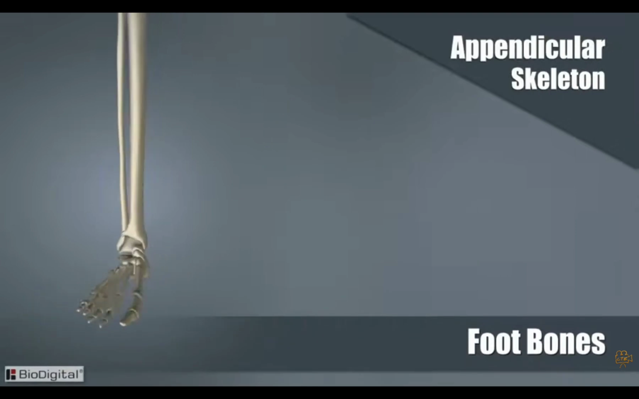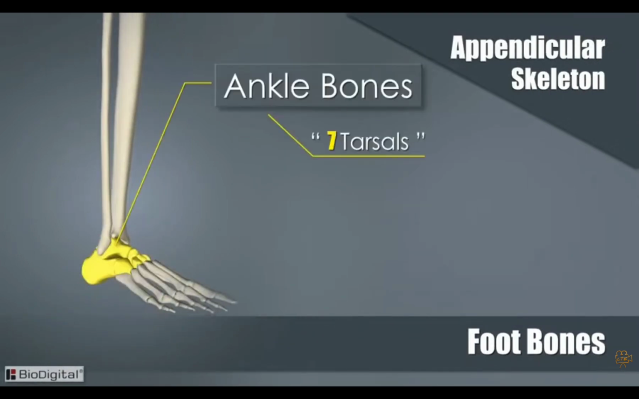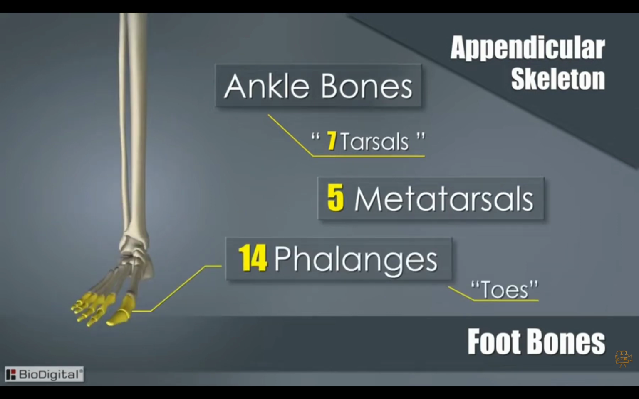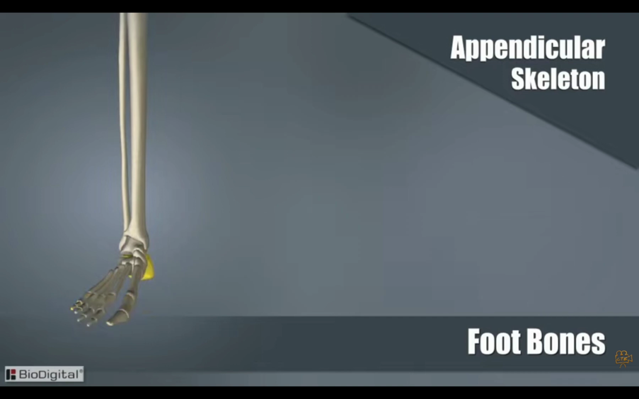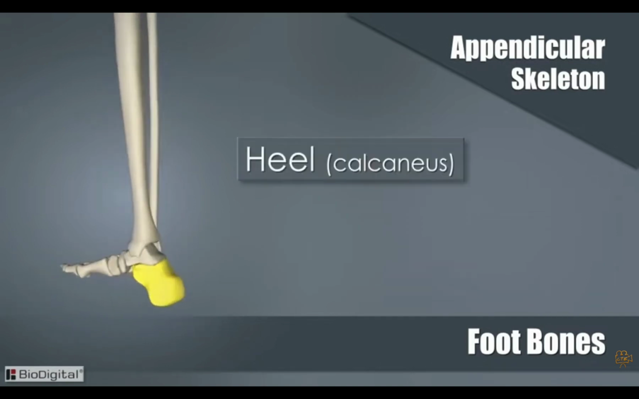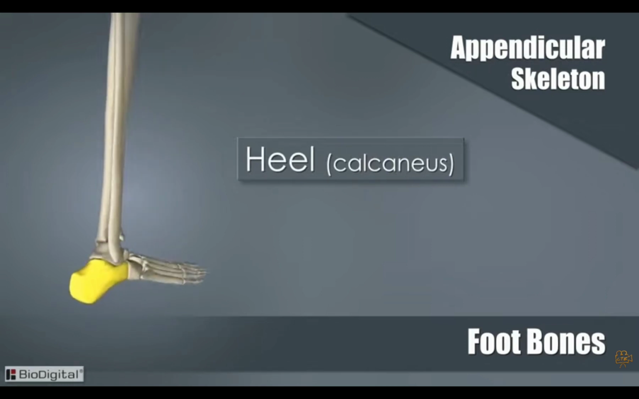Attached to the lower leg are the 7 tarsals known as the ankle bones. Attached to the ankle bones are the 5 metatarsals. And attached to these bones are the 14 phalanges, which are the toes. And last but not least of the leg bones is the heel of the foot. This is known as the calcaneus.